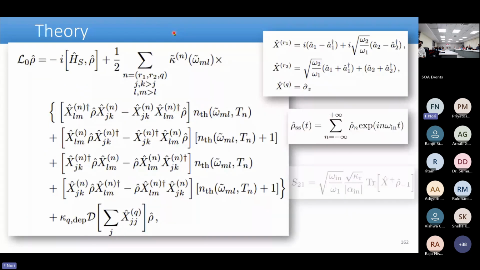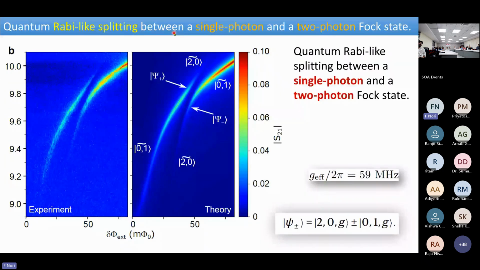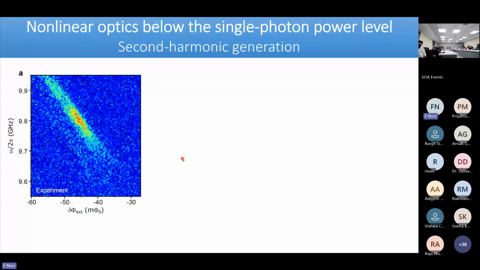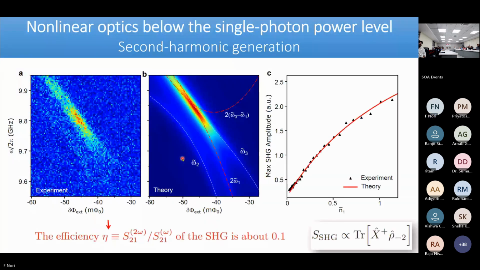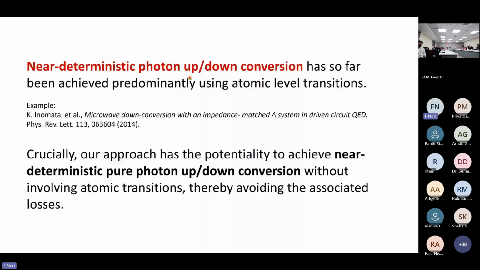These are all these experiments here, and then you can see the effect here. So let me show this one. There's a Rabi flopping. There is an avoided crossing between the 0, 1 and 2, 0 states, essentially. So you can do nonlinear optics, second harmonic generation, with very few photons. This can be proved rigorously. Near-deterministic photon up-down conversion has been achieved before, but in our case we did it with pure photon up-down conversion without any atomic transitions.